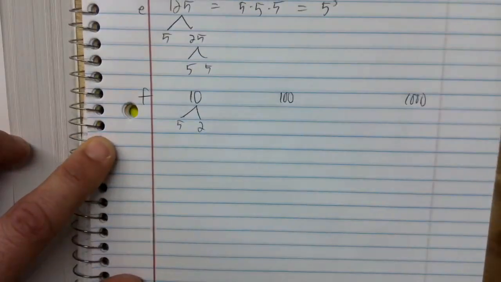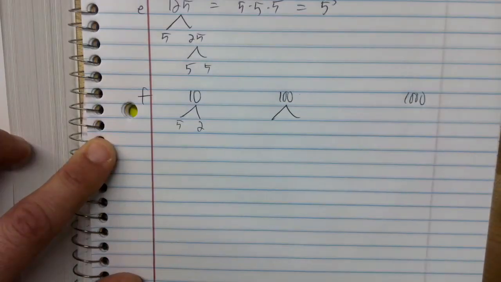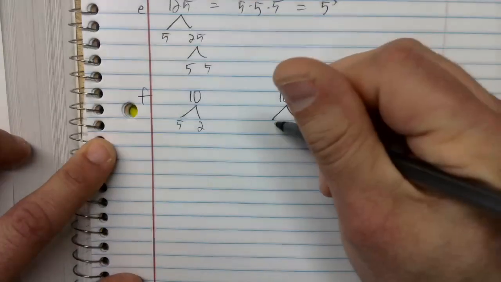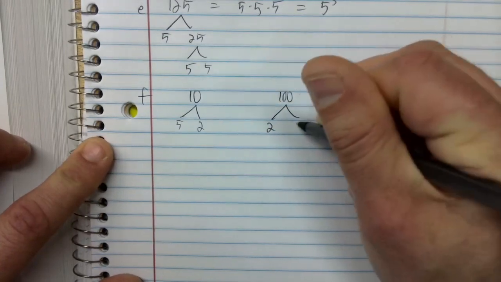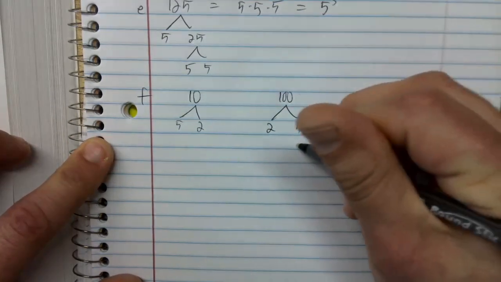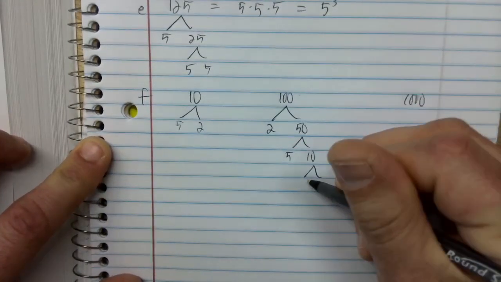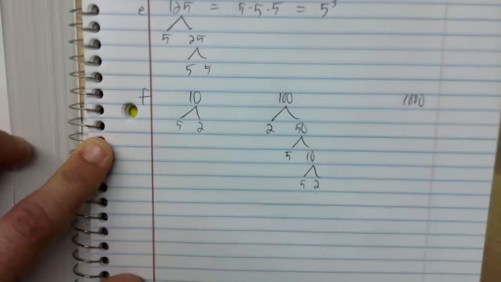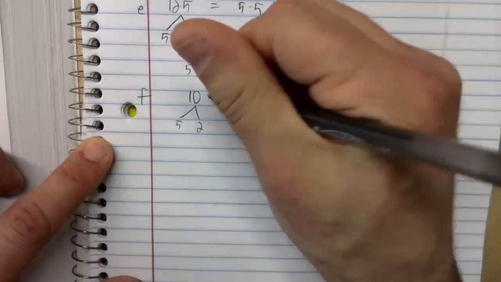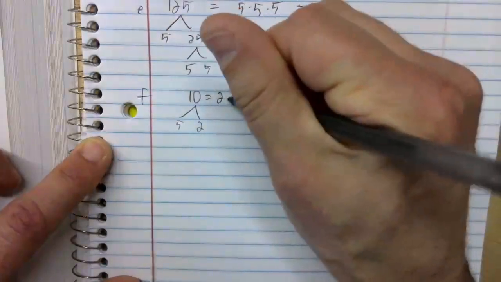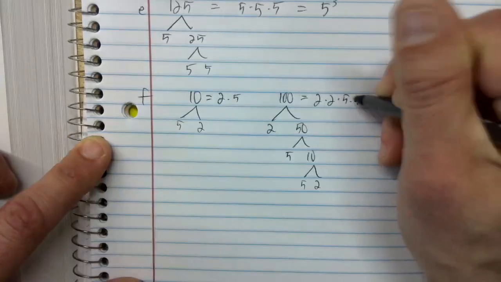Okay, so 100. 50 and 2. And then 50 is 5 and 10. And then 10 is 5 and 2. Now, wait. Because we want to actually have something to work on to see a pattern. So 10 is 2 times 5. 100 is 2 times 2 times 5 times 5.